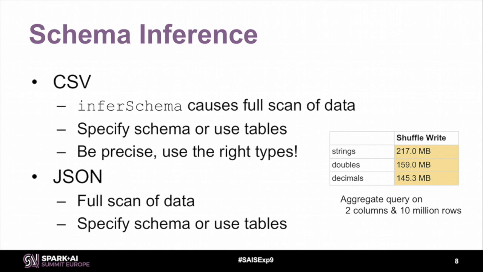With JSON, JSON also will do a full scan of the data in order to infer the schema. JSON does have an option, though, where you can set a sampling ratio to reduce the amount of records that it'll scan to figure out the schema. But again, if you can specify the schema ahead of time, that'll save you time starting up your job.